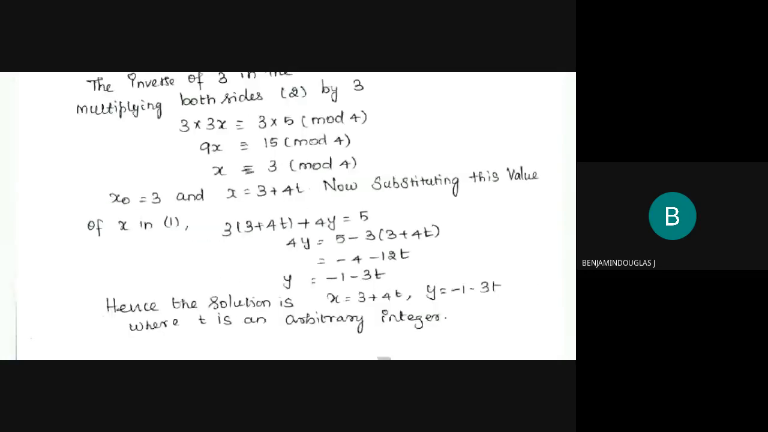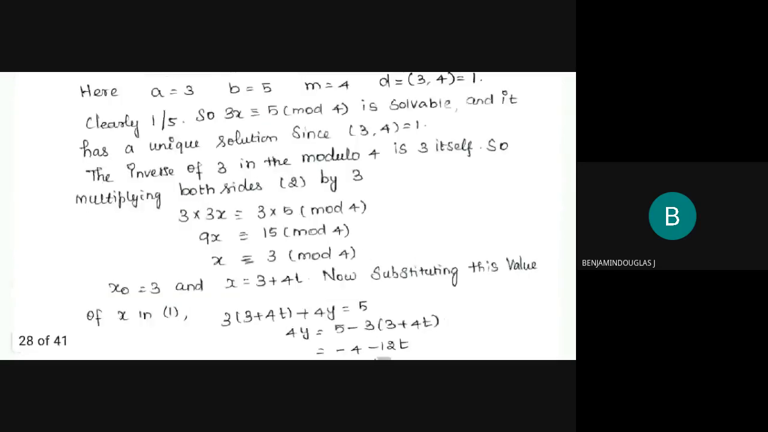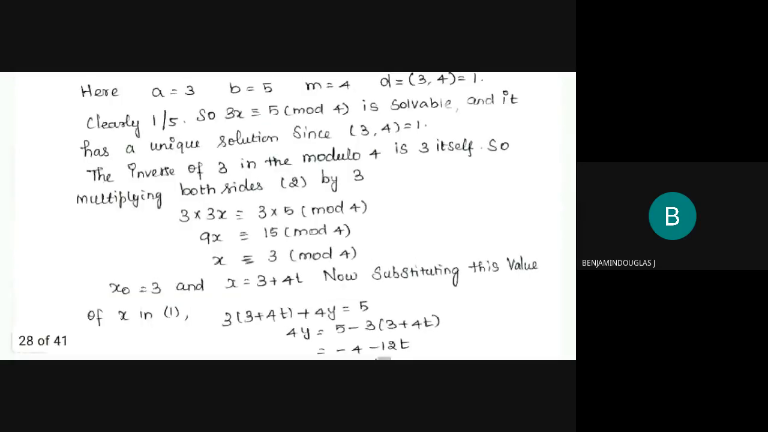Here x equal to x naught value 3 plus m value 4 divided by d value 1. So 4 by 1 into t. So x equal to 3 plus 4t, which is the general solution.